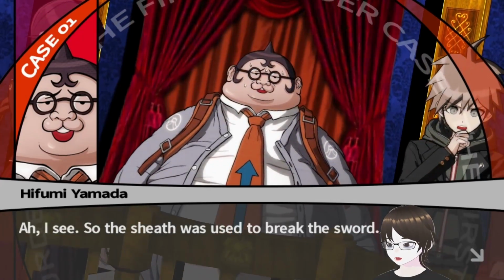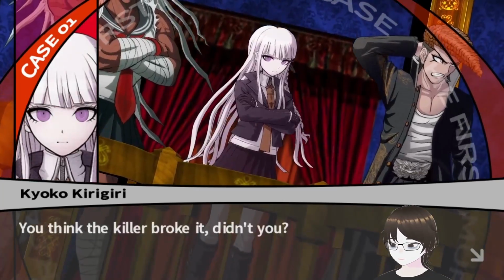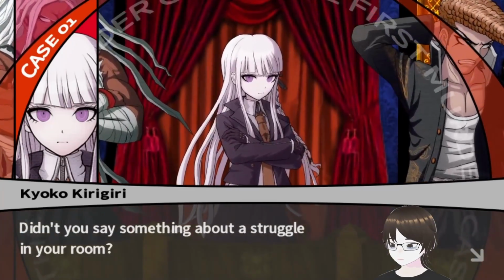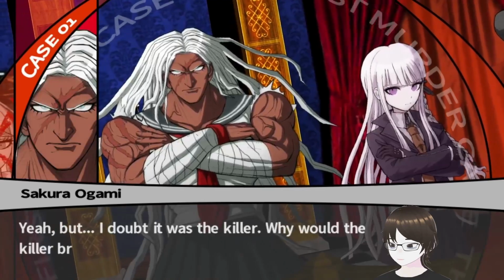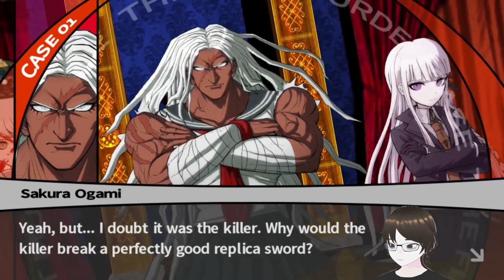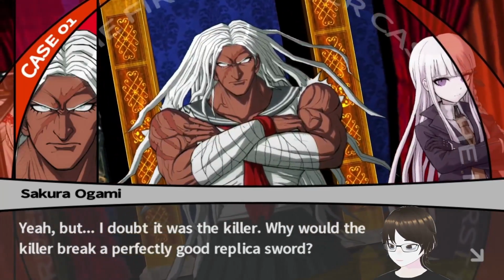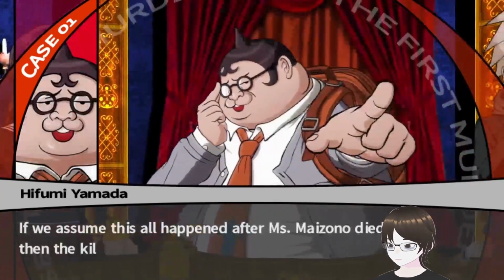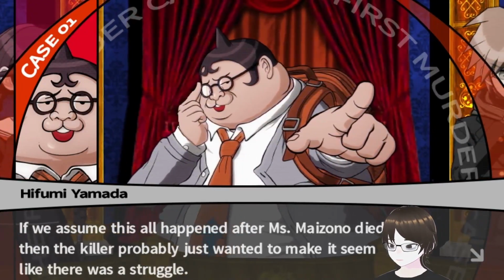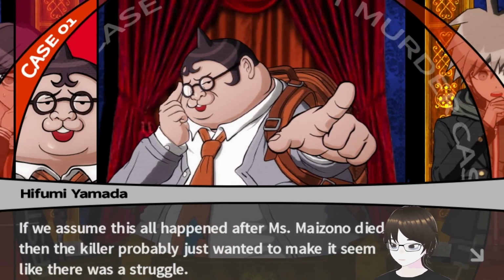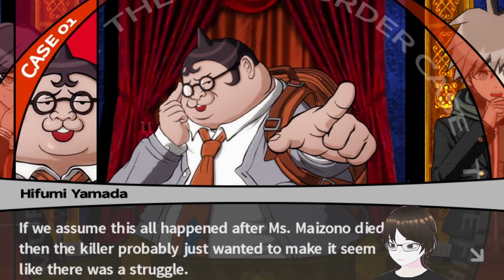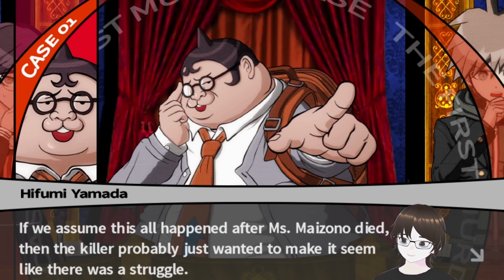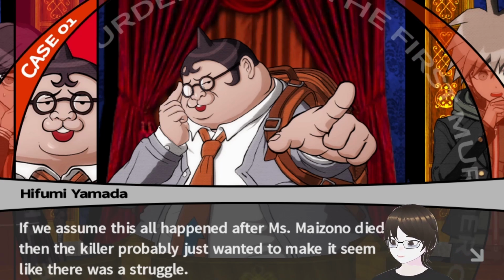I just don't get why, I guess. You think the killer broke it, didn't you? Didn't you say something about a struggle in your room? Yeah, but I doubt it was the killer. Why would the killer break a perfectly good replica sword? It'd be a strange use of time, for sure. If we assume this all happened after Madonna died, then the killer probably just wanted to make it seem like there was a struggle. Oh, okay, thanks, Safumi. That makes the most sense to me, for sure.